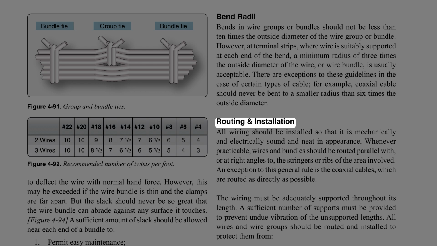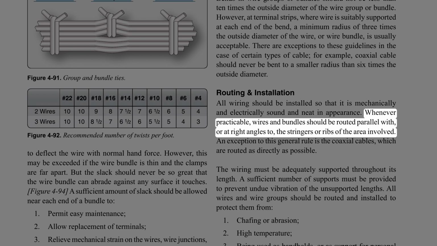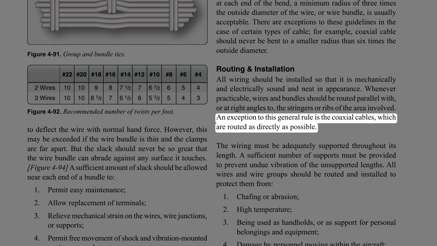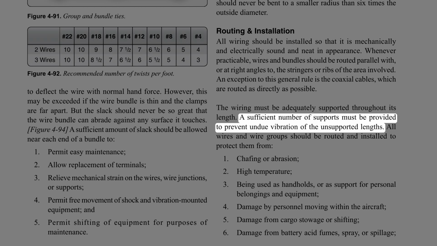Routing and installation. All wiring should be installed so that it is mechanically and electrically sound and neat in appearance. Whenever practicable, wires and bundles should be routed parallel with, or at right angles to, the stringers or ribs of the area involved. An exception to this general rule is the coaxial cables, which are routed as directly as possible. The wiring must be adequately supported throughout its length. A sufficient number of supports must be provided to prevent undue vibration of the unsupported lengths.